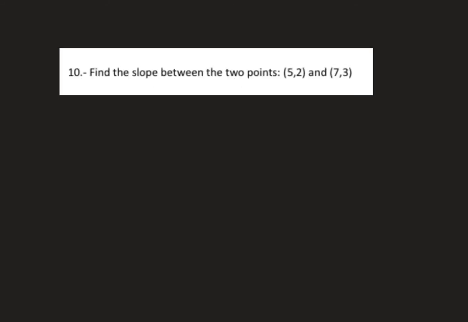Okay, question 10 says find the slope between the 2 points. So we're just going to use the slope formula. So we've got 5, 2, 7, 3.